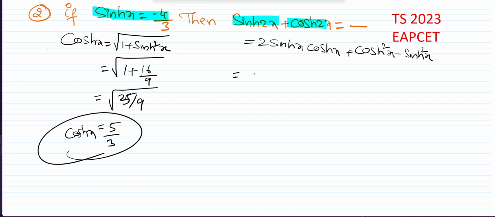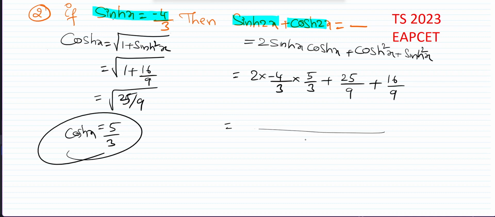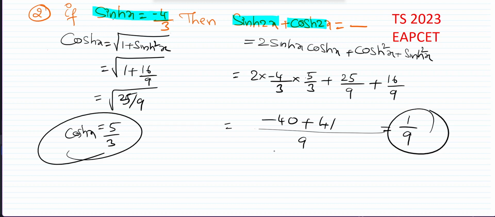So substituting in this, 2 into sinh x, minus 4 by 3, cosh x, 5 by 3, plus cosh square x, 25 by 9, plus sinh square x, 16 by 9. So LCM is 9, that is 5 into minus 4 minus 20 into 2, this is minus 40, plus here 25 plus 16, that is 41. Equal to 41 minus 40, 1 by 9. That is the required answer.